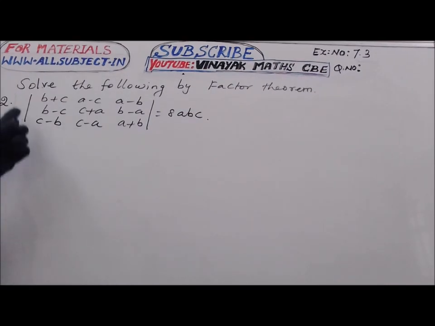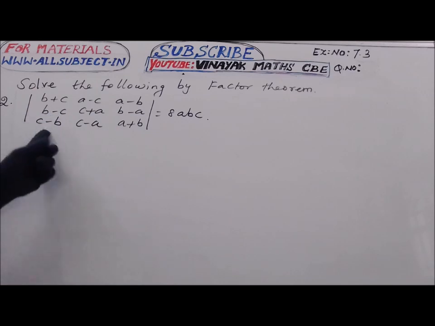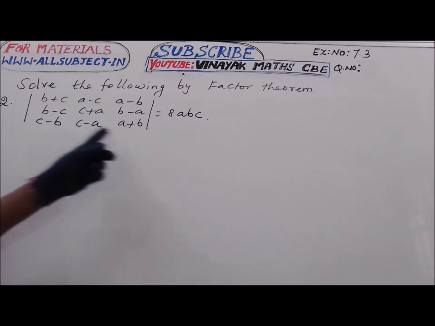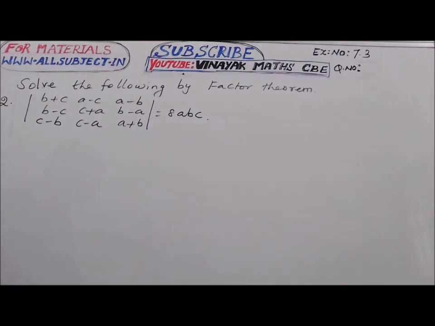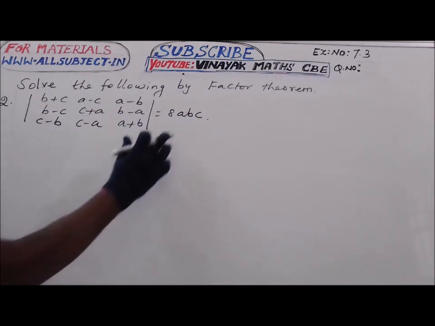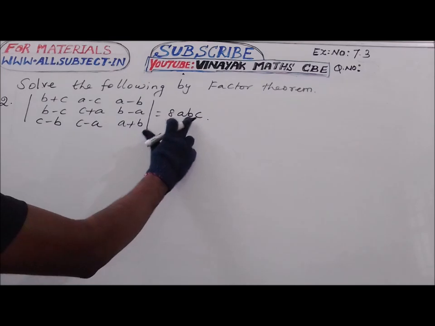The second one, solve the following by factor theorem. Show that the determinant b plus c, a minus c, a minus b, b minus c, c plus a, b minus a, c minus b, c minus a, a plus b is equal to 8abc. You should prove that the determinant of this one is equal to 8abc. On the right side they have given factors as a, b, c.